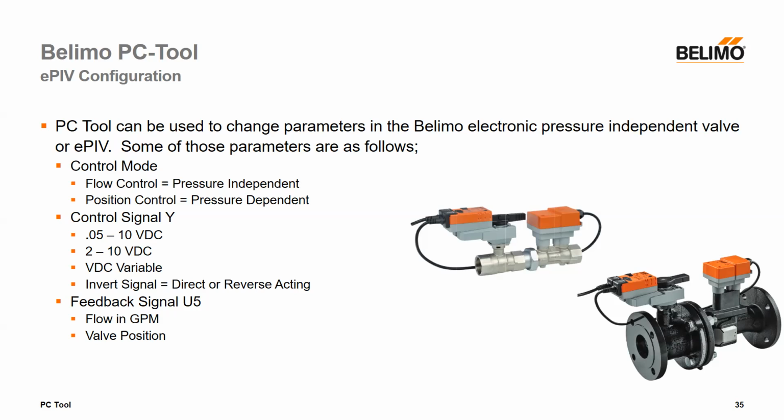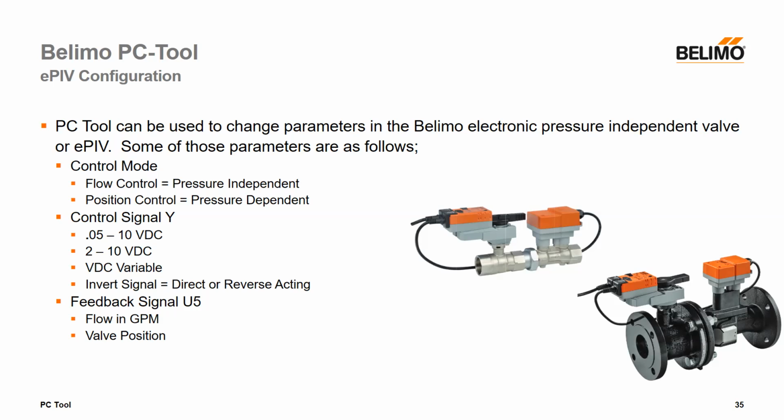So nowadays, there's just one part number for every valve assembly, and you can request a specific flow setting, a specific Vmax or flow setting to be configured from the factory. But if you or your customer doesn't do that, that maximum flow can be set in the field using PC Tool. So the PC Tool is still a very important tool when it comes to the electronic pressure independent valves. You can also change the control mode. So with EPIVs, we have 2 control modes, flow control and position control. I'm sure you're familiar with this terminology.